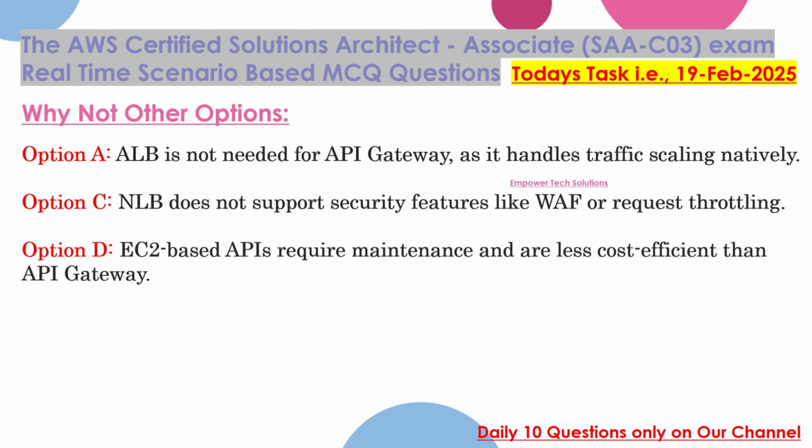Why not other options? Option A. ALB is not needed for API Gateway, as it handles traffic scaling natively. Option C. NLB does not support security features like WAF or request throttling. Option D. EC2-based APIs require maintenance and are less cost-efficient than API Gateway.